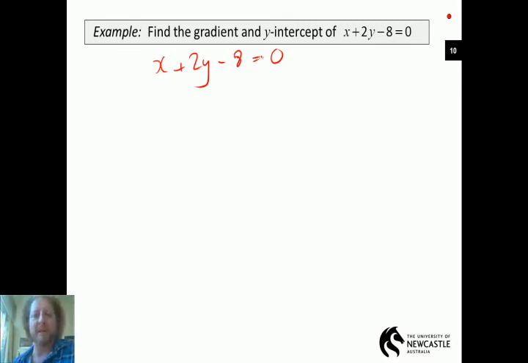The form that we care about is the gradient intercept form. Why do we care about it? Because y equals mx plus b shows us the gradient and the intercept. Hence we call that the gradient intercept form. Creative.